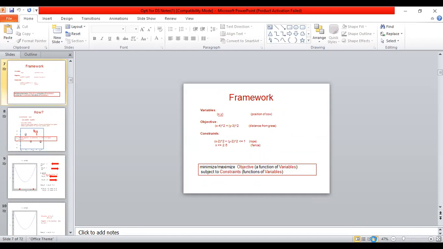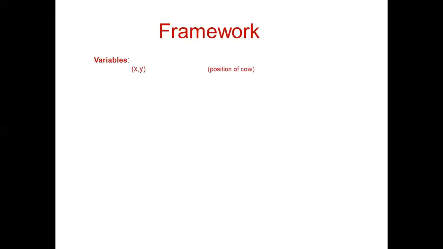So the framework of this: the variables, obviously, we are on the XY plane, so we have variables x and y. That is, we can see the position of the cow. The cow is now at the position (2,2), but as the cow moves, we'll be dealing with other points on the plane. The objective is to keep a certain distance of the cow from the grass. So that is the Euclidean distance between 2 points.